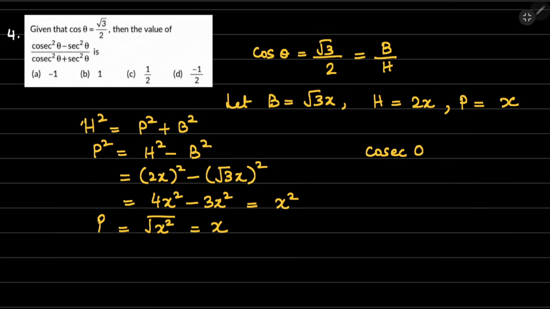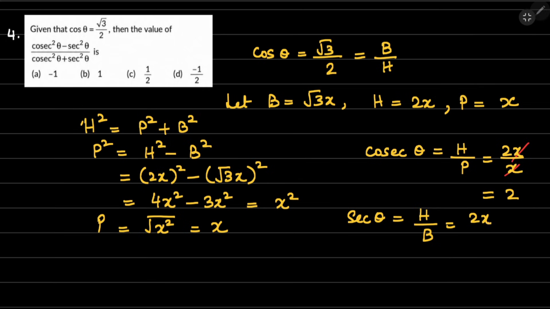So cosecant of theta will be hypotenuse by perpendicular. What is our hypotenuse? 2x by perpendicular x, so x and x get cancelled. Cosecant of theta is just 2. Let's find out what is secant theta. It is h by b, the reciprocal of cos. So h is 2x divided by base root 3x. Again, this is equal to 2 by root 3.